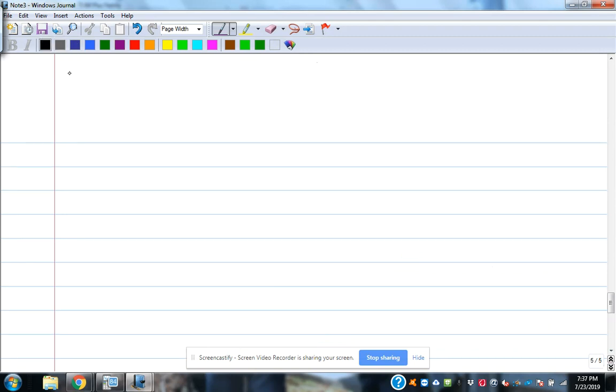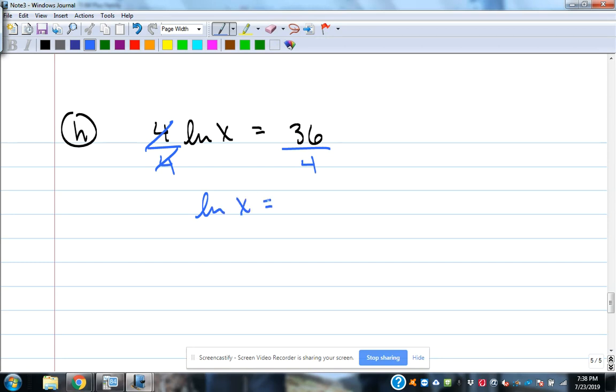Okay, so let's say we had 4 natural log of x is equal to 36. The general consensus here is to get the logarithm by itself or condense it together. So I can get rid of that 4 because it's 4 times natural log of x and move it over with 36. How do I get rid of that 4? Just divide, because it's 4 times natural log of x. If I divide, I'm going to get natural log of x is equal to 9.